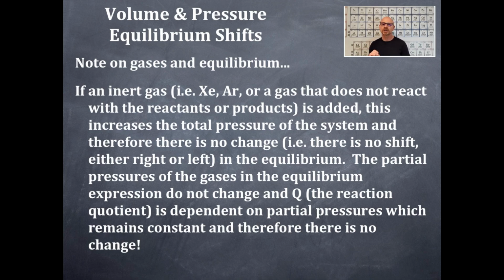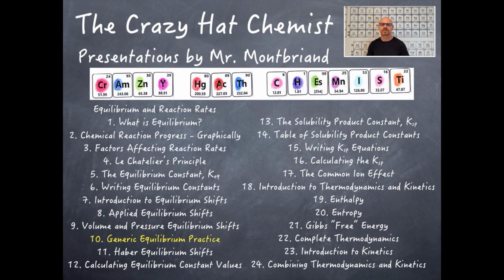The partial pressure of the gases in the equilibrium expression do not change, and Q, which is the reaction quotient, very similar to K, is dependent on partial pressures, which remains constant, and therefore there is no change or shift in the equilibrium. So that's why.